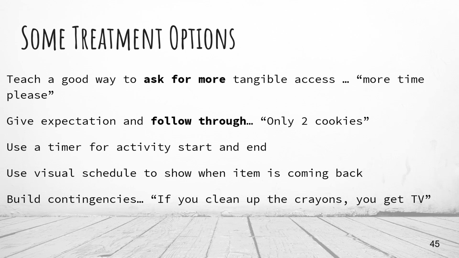Build contingencies. Okay, so giving access to preferred items contingent upon the client doing some work. So the client has the ability to gain access to things that they like. You're just pairing it with a particular task. So, hey, yes, you can have more iPad. Go ahead and clean up a few books in your room. Clean up 5 books in your room, and then you get the TV.